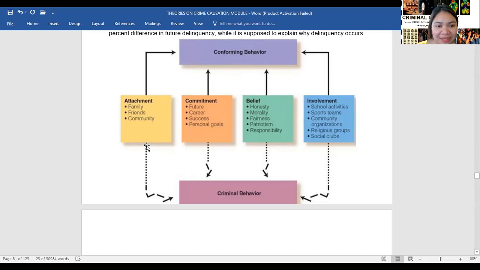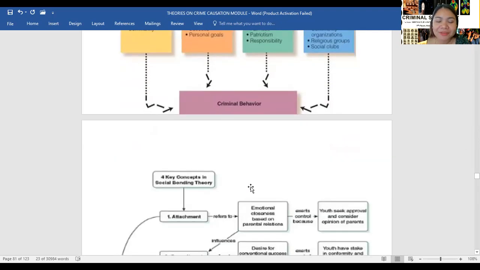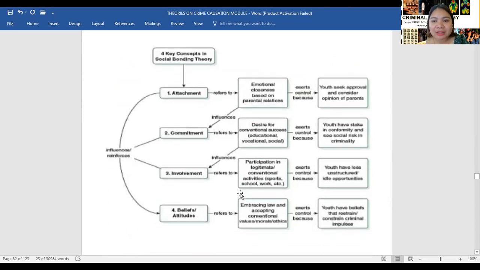But as you can see here, there are broken lines, which signifies weakness or absence. Broken line signifies weakness. So if attachment is weak, commitment is weak, belief is weak, involvement is weak, it will produce criminal behavior. Very good. Okay, so this is what Hirschi said.